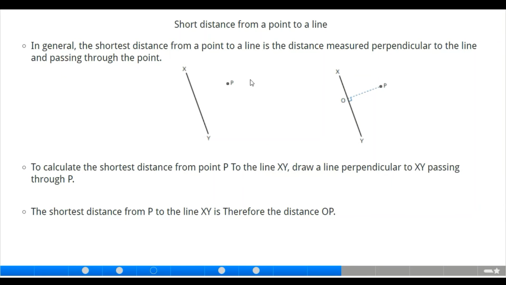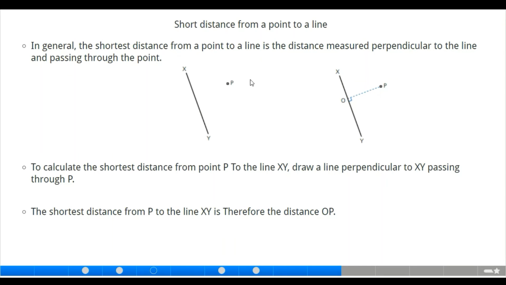Okay, now we want to look at the shortest distance from a point to a line. We are going to be explaining this. It says, in general, the shortest distance from a point to a line is the distance measured perpendicularly to the line and passing through the point. So if you want to measure the shortest distance from a point to a line, the best thing for us to do is draw a perpendicular line towards that line, and that is the shortest distance.